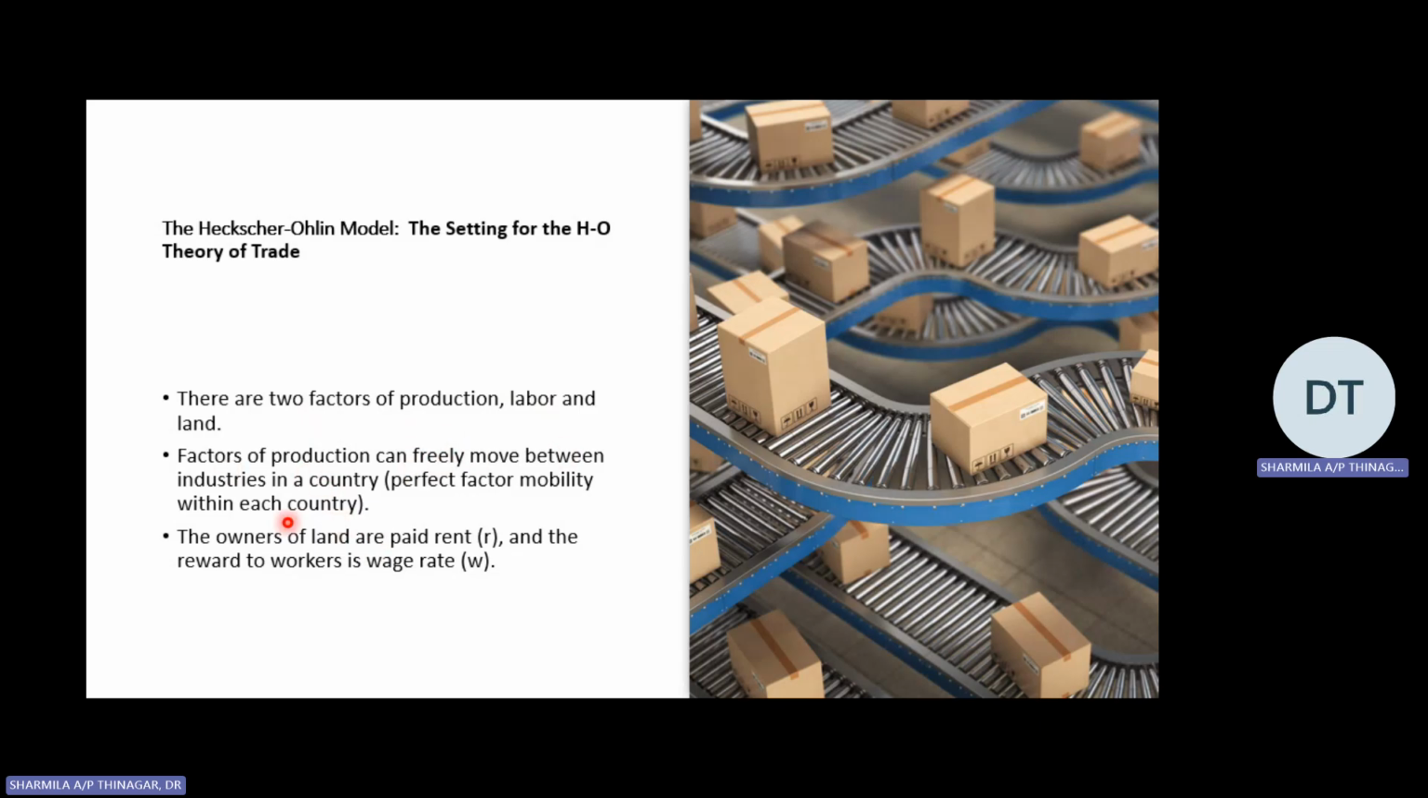And the owners of the land are paid with a rent, and the reward to the workers is called the wage rate. This is the factor of payment. Okay, so obviously we have the factors of production side. Factors of production, right? You have land, labor, capital and entrepreneurship. For each one of these, you have factors of payment also, right? Factor of payment.